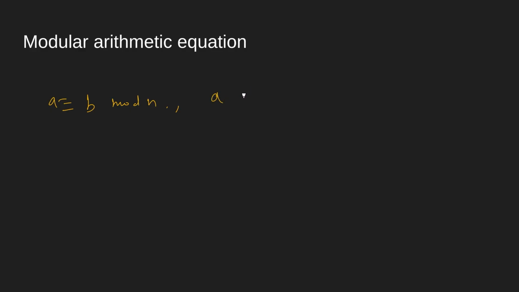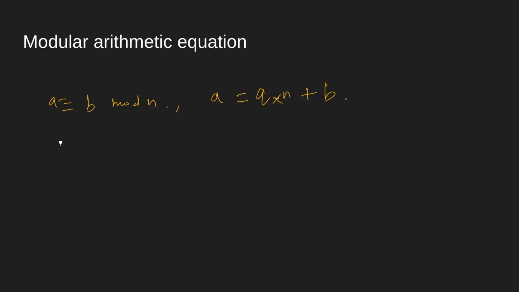A could be written something like this. A is equal to some quotient times n plus b. This is quotient times n plus b. Okay.